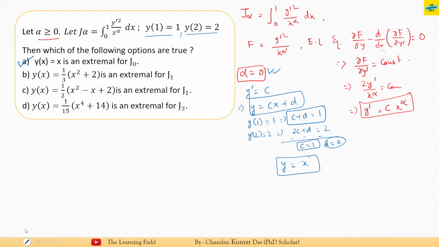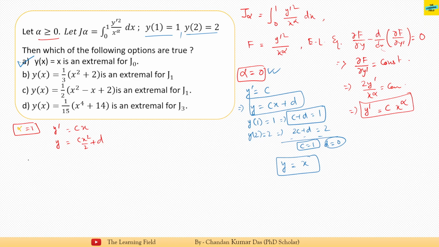Now if we consider alpha equal to 1, then what happened? So if alpha equal to 1, then we find y dash equal to cx. If we integrate, then we can definitely get y equal to cx square by 2 plus d. Fine. y equal to cx square by 2 plus d.